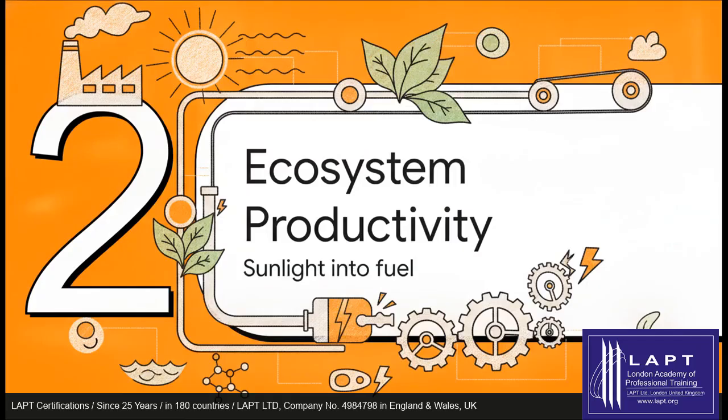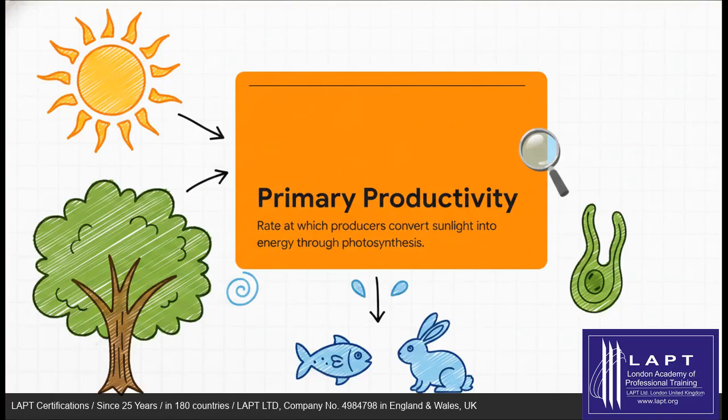Powering up ecosystem productivity. How does this factory actually turn sunlight into fuel? Well, it all starts with productivity. In ecology, productivity is just the rate at which organisms in an ecosystem create organic matter. And the absolute most vital part of this is primary productivity. This is the magical process where producers, mainly plants and algae, take an abiotic element, sunlight, and convert it into usable energy through photosynthesis.